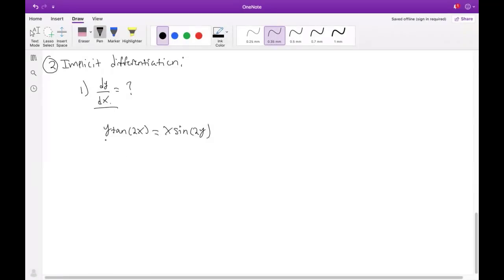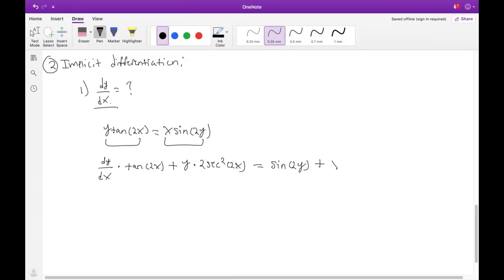So if we apply product rule to this first portion over here, we get that dy over dx, so the derivative of y, times tangent of 2x, plus, now we keep y the same, and then we take the derivative of tangent of 2x, which is just 2 secant squared 2x, and the 2 comes down because of chain rule again. So then we go to the right side. We can take the derivative of this portion. So the derivative of x is just 1, so I'll keep it as sine of 2y.